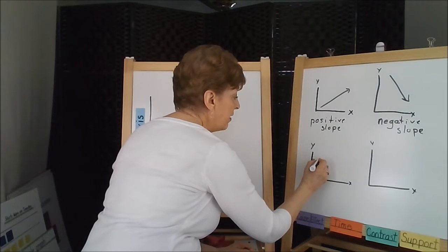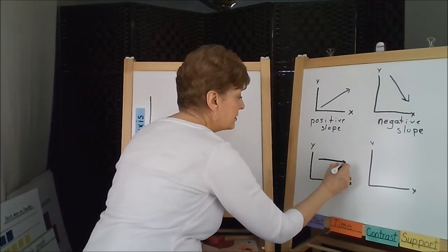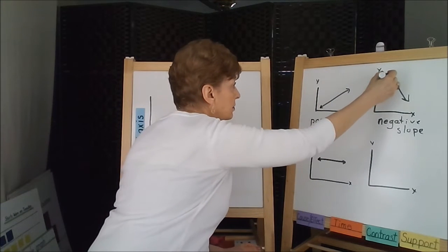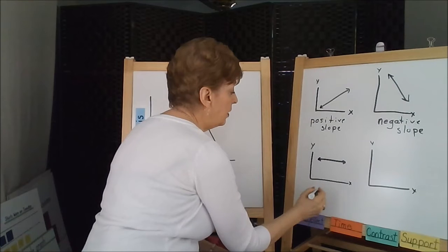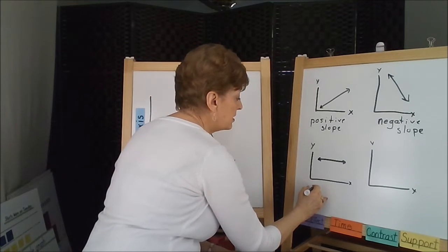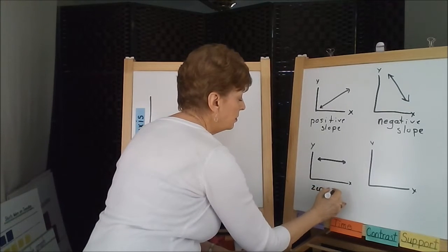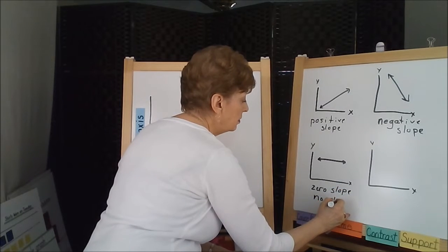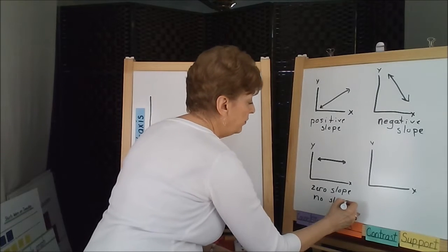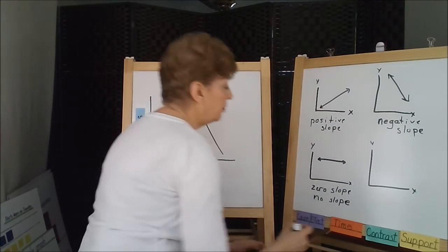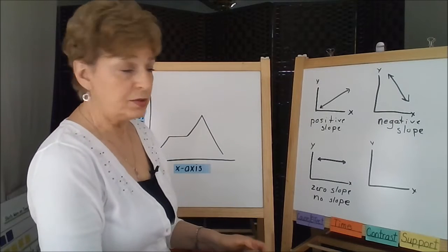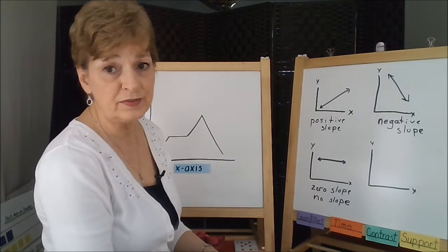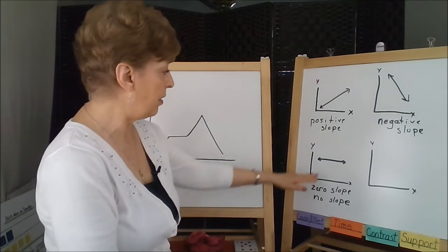You can also have a line going sideways like that. And obviously they go in both directions too. This one is called a zero slope or no slope. If you were parking a car, you'd have to park it on a flat surface. You wouldn't have to use an emergency brake for this one.